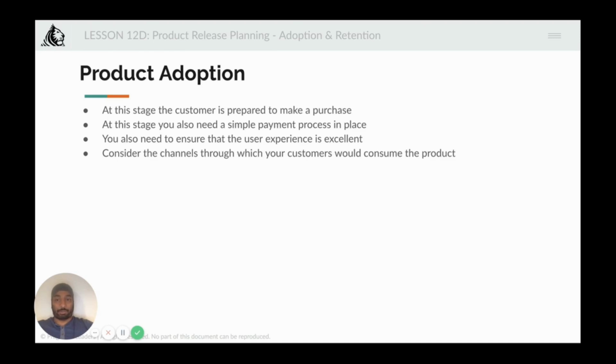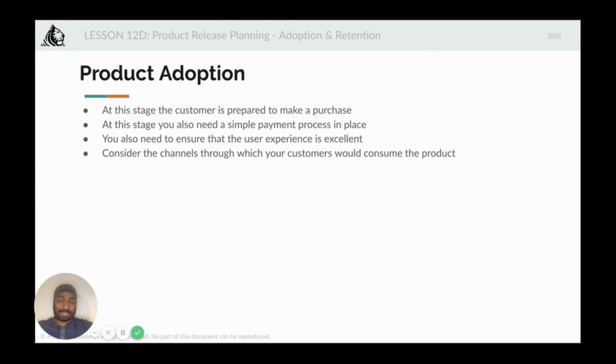Then comes product adoption. At this stage, the customer has gone through the entire cycle. The top of the funnel has been filtered down to the people who have tried the product, and some of them have loved it to the extent that they would like to buy it, right? At this stage, you want to make this as free of distraction as possible. Keep the payment process and adoption process as simple as possible. You also need to make sure that the user experience and the customer support are super good, proactive, and ready to support the customer.